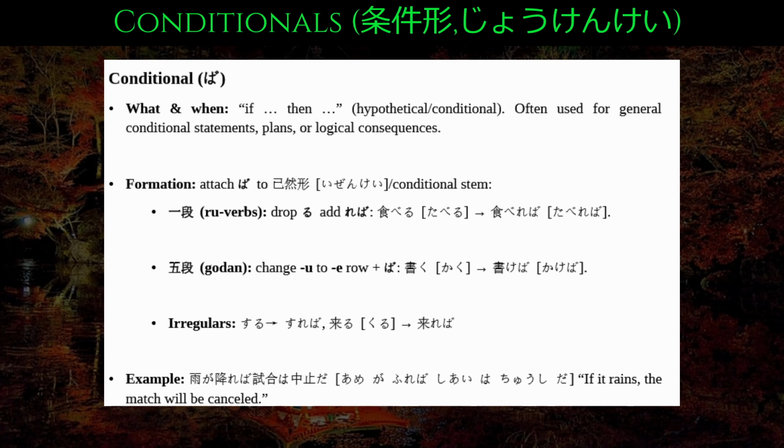As for the godan verbs, here we are changing the u to the e, thus having the conditional stem, and adding ba. For example, kaku, kakeba. That's it. And lastly, for our 2 irregulars, suru becomes sureba, kuru becomes kureba. For example, 雨が降れば試合は中止だ. If it rains, the match will be cancelled.